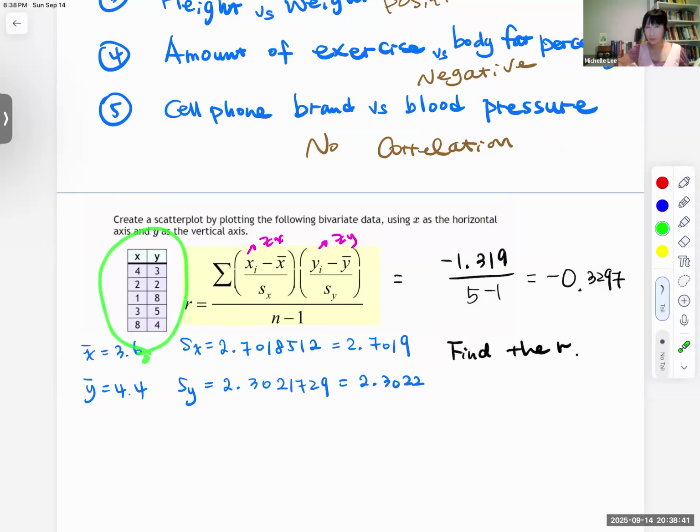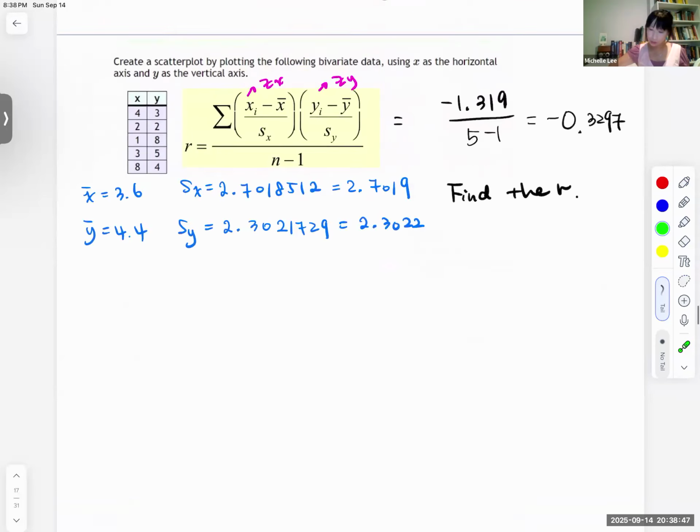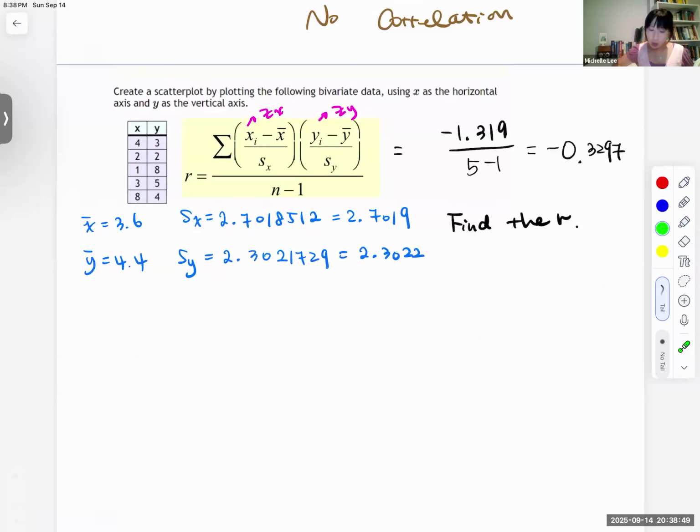Actually, this one comes from your homework. So this is the information, right? So there is a formula. So we have z sub x times z sub y, and then we make a sum divided by n minus 1. Yeah. All right.